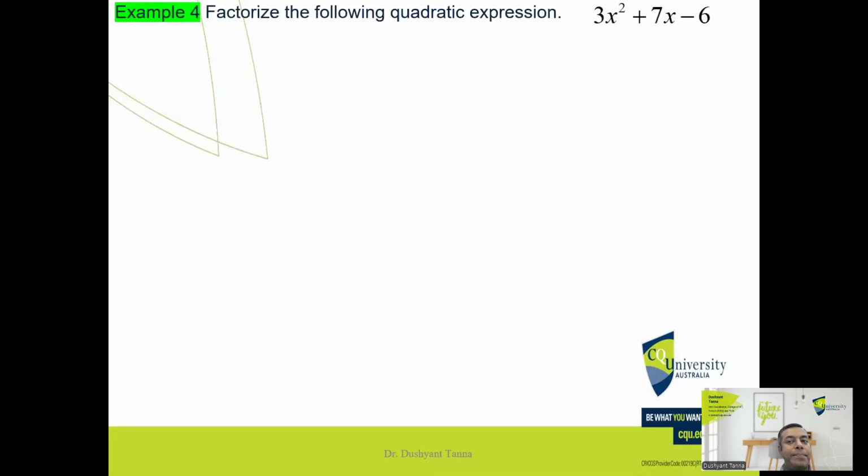Let's look at an example. 3x squared plus 7x minus 6. Would you like to give it a go? Let me do the first one for you. So what do we got here? A is 3, B is 7, C is minus 6. First step is to multiply. So first of all, we multiply A and C. 18. Is it positive or negative? Negative. So we will add or subtract?